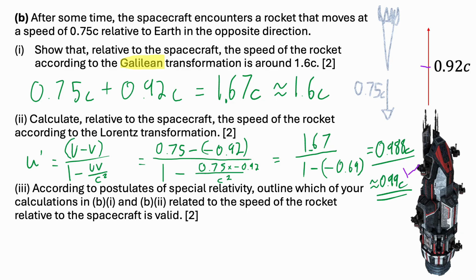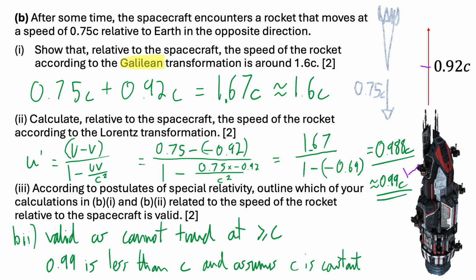So therefore, which of your calculations is valid? Well, it's got to be B2, because you cannot travel at or greater than the speed of light if you have any mass at all. 0.99c is less than the speed of light, and the transformation assumes the speed of light is constant between reference frames. There's your answers.